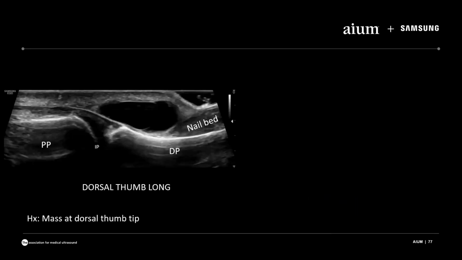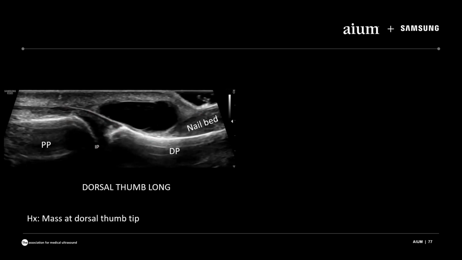And another variant of a ganglion cyst occurring in a unique location. So here we're at the patient's thumb tip. This is the dorsal thumb. So we've got the proximal phalanx, interphalangeal joint. There's the extensor pollicis longus tendon inserting onto the distal phalanx. And we can even see the nail bed here.